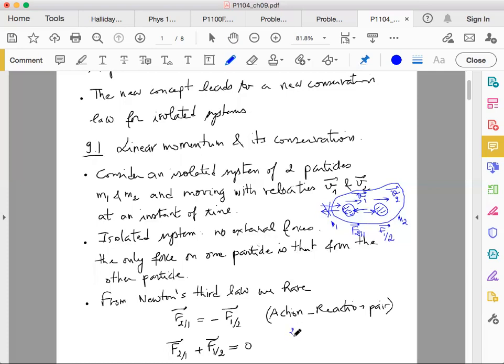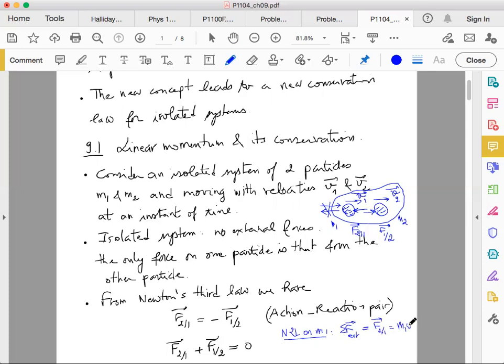Now, if we apply Newton's second law on M1, what does it tell us? We know from Newton's second law, if we apply it on a given object, it tells us that the sum of external forces, or what we call F net, is equal to m a. But in this case, the summation of all forces acting on the mass M1 is nothing else than F21, as there is no other force acting on particle 1.